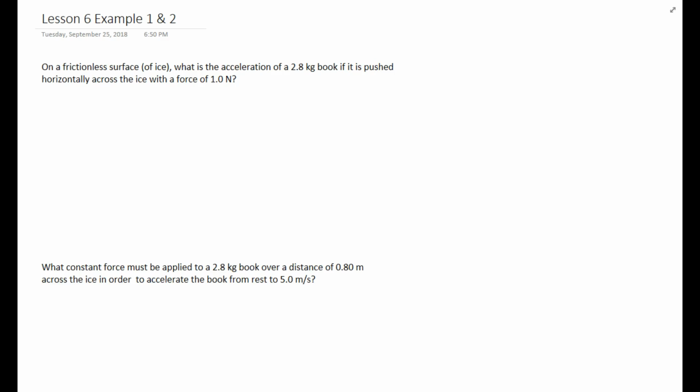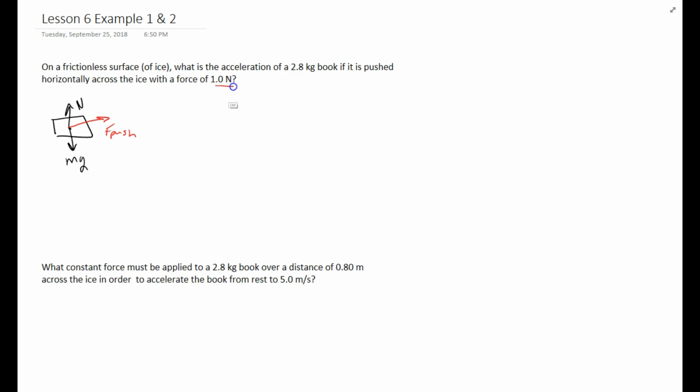So we're going to start with some simple problems. We're going to look at a frictionless surface of ice. We have a book, and we're going to push it horizontally with a force of 1 Newton. So if I were to draw this picture, I have my book. We're going to end up talking about some other forces that are going on here, but the one that we're actually interested in is what's going on with this push.